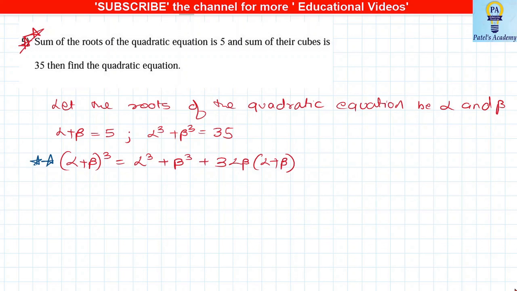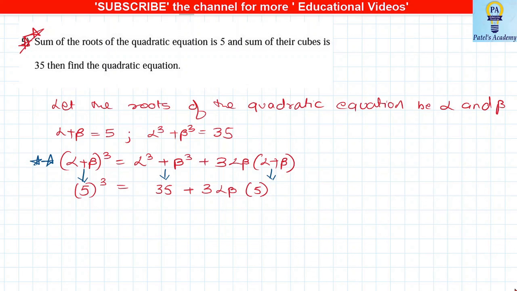Now why am I using this identity? We have the value of alpha plus beta, which is 5, so we need (5) whole cube. I have the value of alpha cube plus beta cube, which is 35, plus 3 times alpha beta times alpha plus beta. I don't have the value of alpha beta, but I have the value of alpha plus beta, which is 5. The reason we use this identity is that we know all the values except alpha beta.